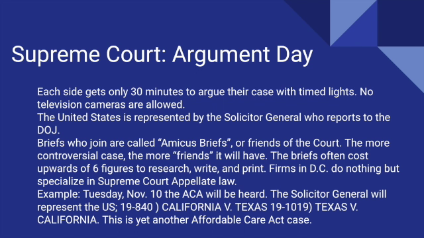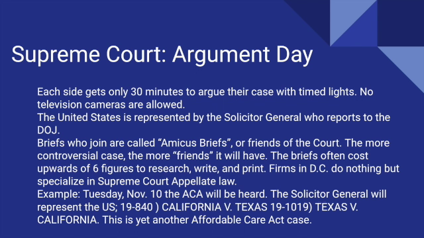So the briefs who join are called the amicus briefs, or the friends of the court. And the more controversial the case, the more friends you will have. And this is because the briefs often cost upwards of 6 figures to research. Going to the Supreme Court is not a cheap thing to do. You're looking at a small fortune in research, in cite checking, in writing, in printing costs, in mailing and delivering things to opposing counsel. So it can easily run into 6 figures.